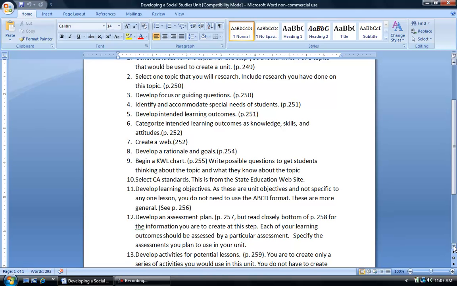From the standards, you'll move into your learning objectives. Now these are unit objectives and not specific to any one lesson, so you don't necessarily have to use the ABCD format. That's more specific to lesson objectives. These are more general. They're on page 256 in your textbook. It talks about how you can write these objectives based on your learning outcomes. And there are some examples of these as well.